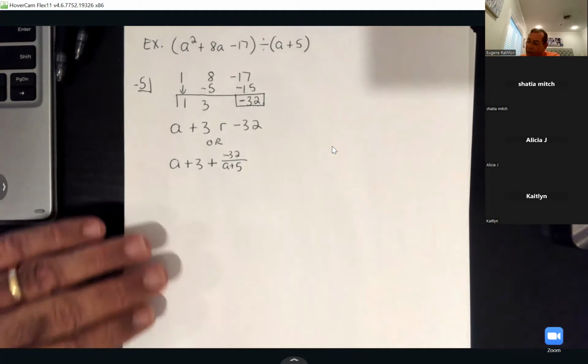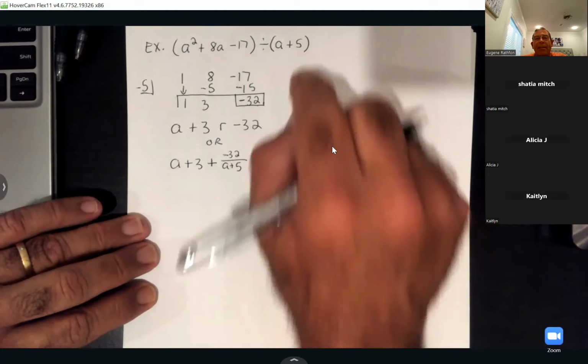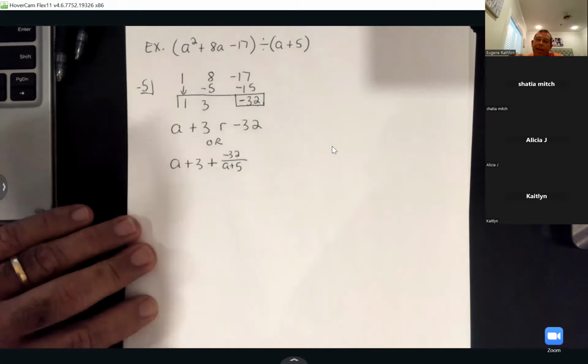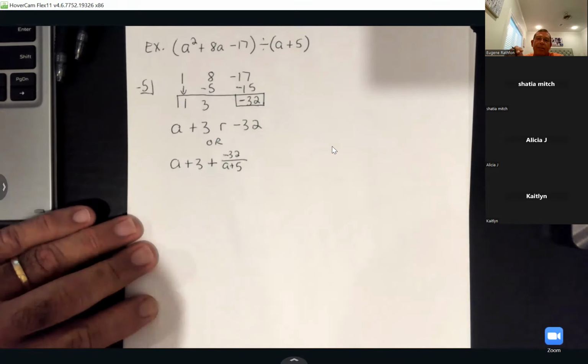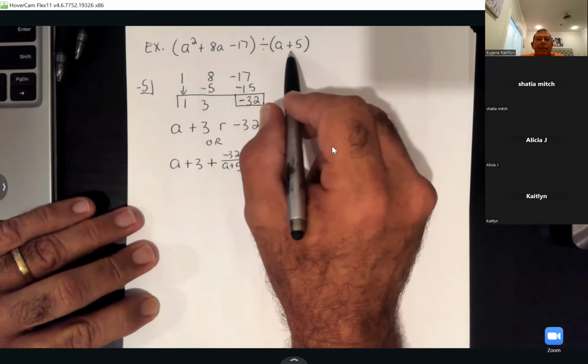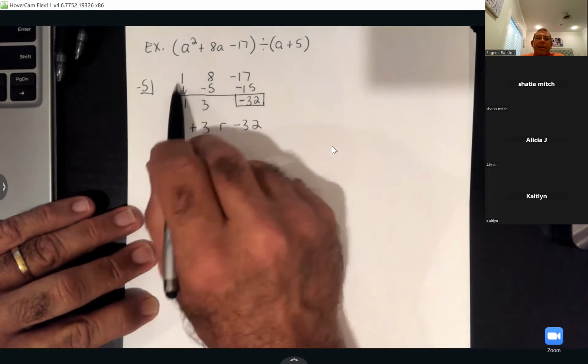So y'all, that's the trick. If you're dividing by a single term like we did on the first 3, separate it into different fractions and simplify each fraction. When you're dividing by 2 terms like this, we're doing synthetic division.